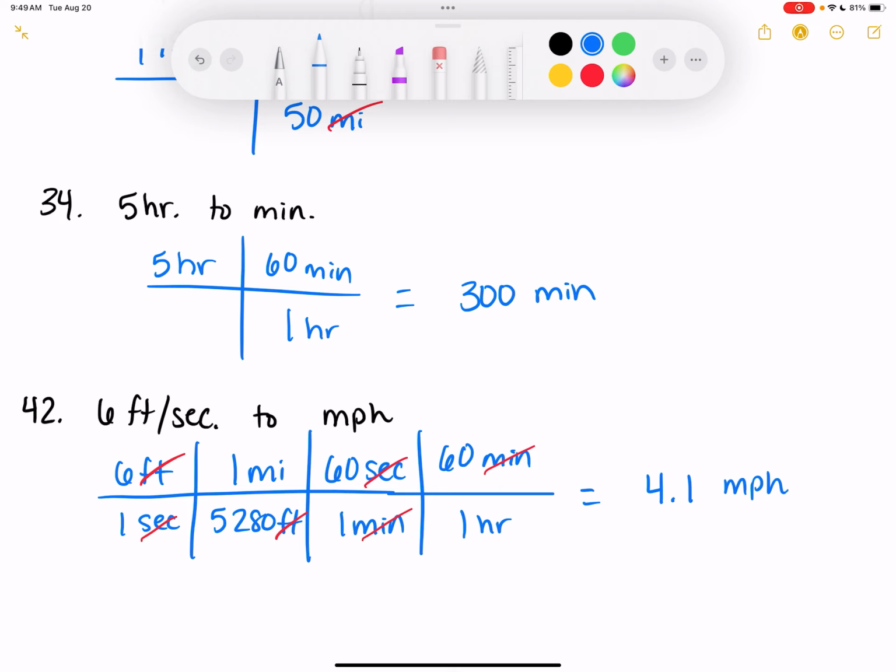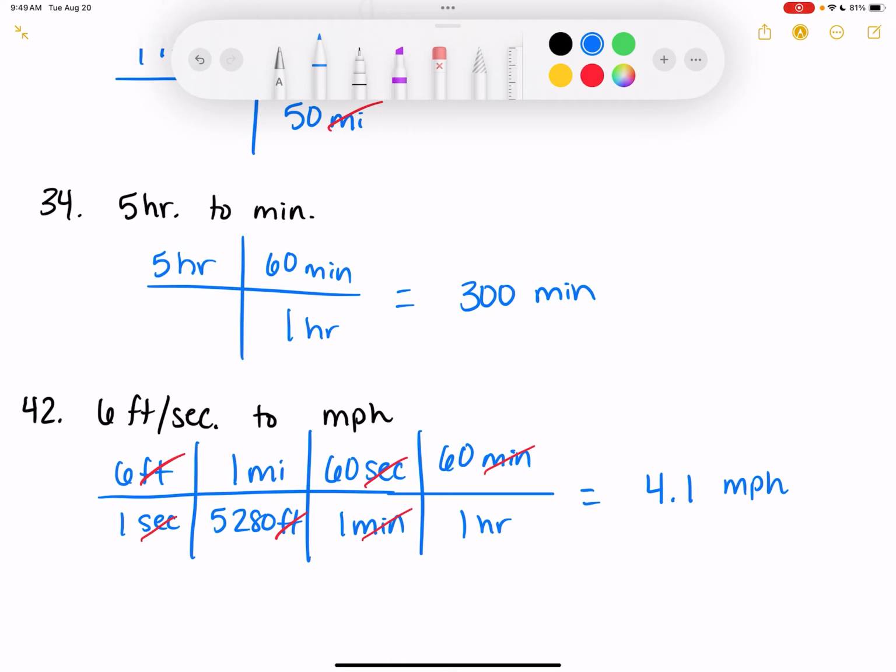Wow, 6 feet a second. Depends on if you're running, that's really fast, but if you're driving, then obviously that's really slow. 4 miles per hour is fast for running. She said walking. If I did 4 miles in an hour running, everybody better be impressed.